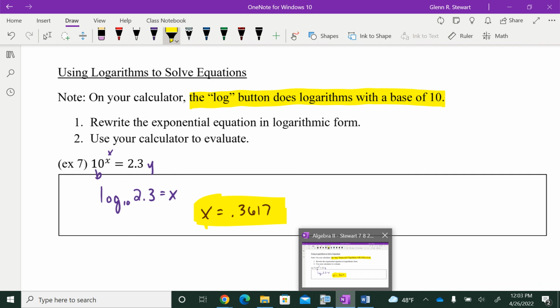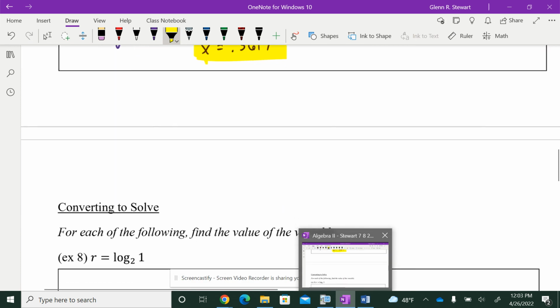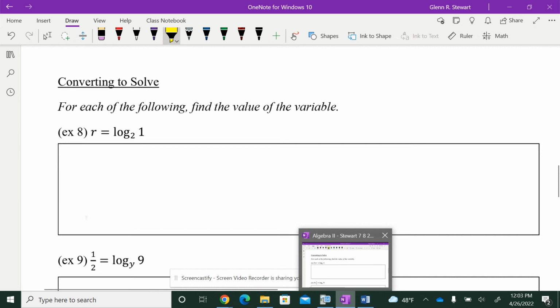Questions at all on how to plug it into your calculator? Again, just hit the log button, just plug in the number, hit enter. You should be good. It only works whenever you have a base of 10. For now, I'll show you how to do it a little later on. If we get to it in Algebra 2, it makes your life a little easier.